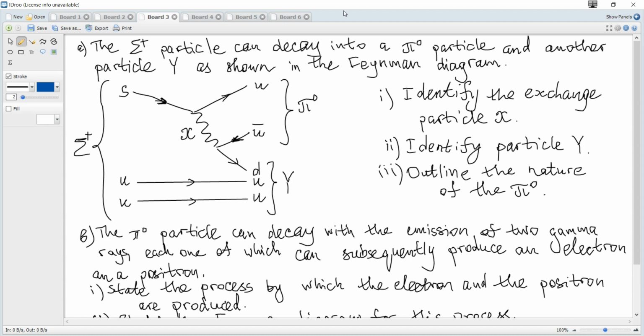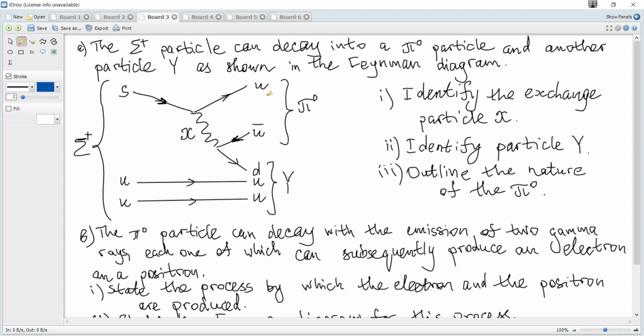The sigma plus particle can decay into a pi 0 particle and another particle Y as shown in the Feynman diagram. Identify the exchange particle X. We can see that in a given reaction, strangeness is not conserved because there is a strange quark before and there are no strange quarks or anti-quarks after.